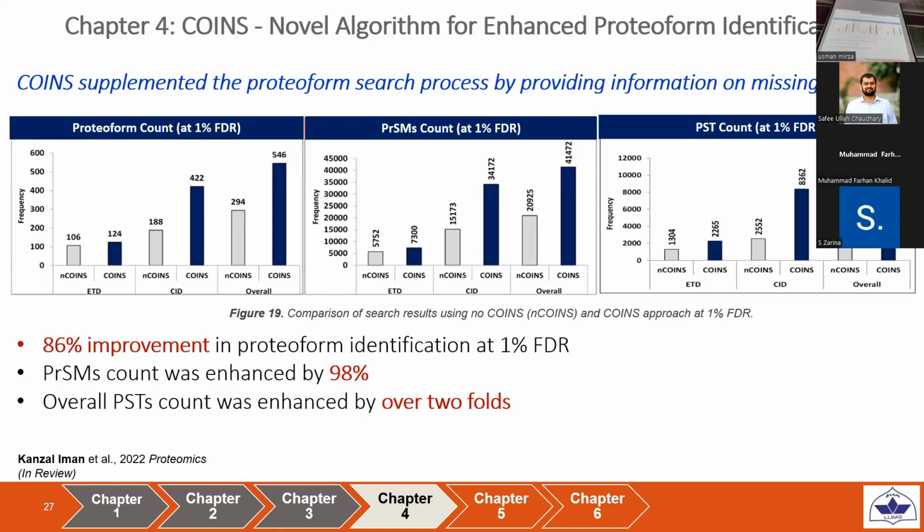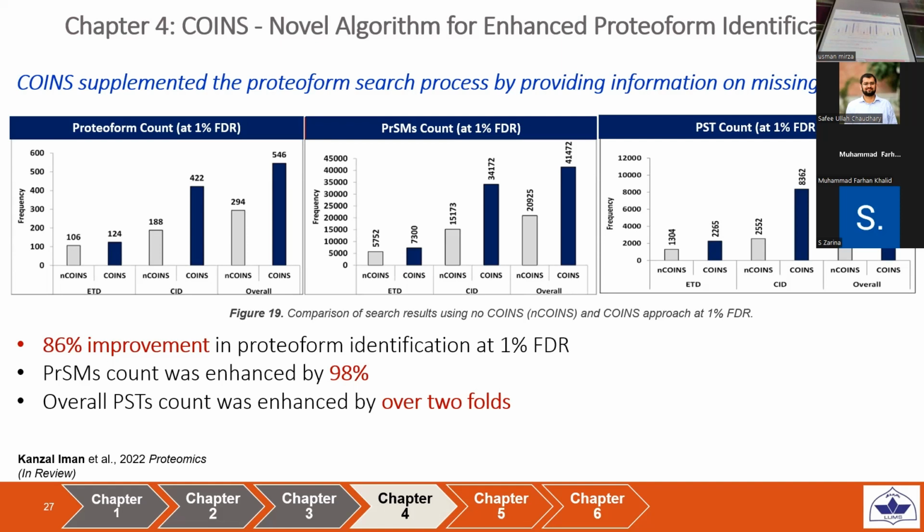These bars here depict the endpoints, overall endpoints from 2 different types of spectra, ETD and CID spectra, and this is the Points approach. So Points has improved the proteoform search by 86%. The PrSM counts, which are the proteoform spectral matches, were enhanced by 98%, and the overall PTM count was increased by up to 2-fold.